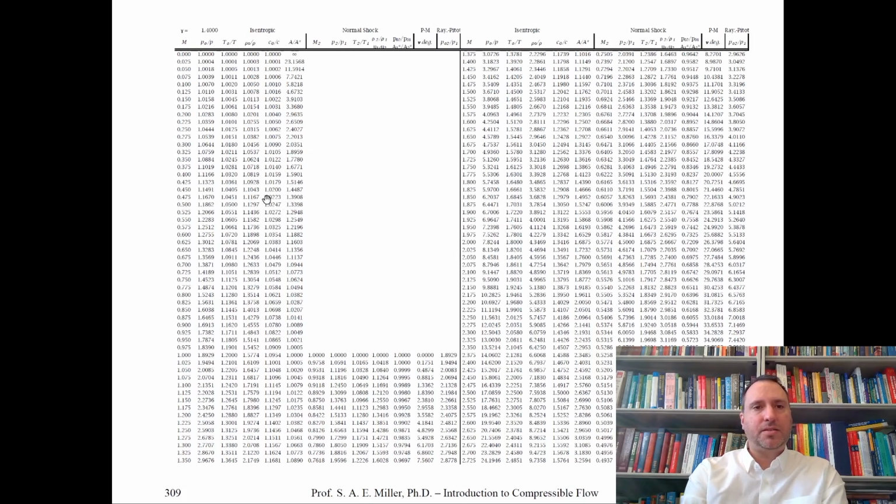Remember, there is a multi-value solution for A over A sup star. So if you're given an area ratio, say 1.01, you'll note that there are two values near 1.01 in the table, but not corresponding exactly to 1.01. So you'll have to do linear interpolation between rows of the table. If you don't like doing linear interpolation, you're always welcome to solve the particular equations themselves with your calculator or on paper if you're so inclined.